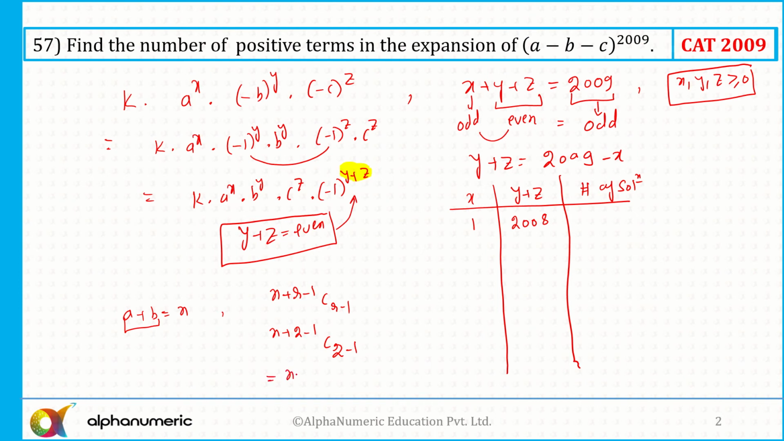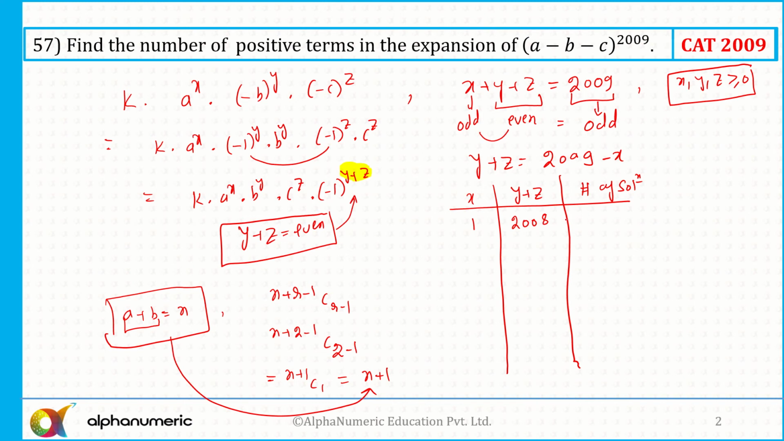That will be n plus 1 c1, and n plus 1 c1 is always equal to n plus 1. Why? Like 5 c1 is 5, 6 c1 is 6, 7 c1 is 7. So n plus 1 c1 is n plus 1. So a plus b equal to n, this has got how many solutions? N plus 1. You can even do it by the fundamentals of linear equations. So a plus b equal to n, the total number of non-negative integral solutions is always n plus 1.